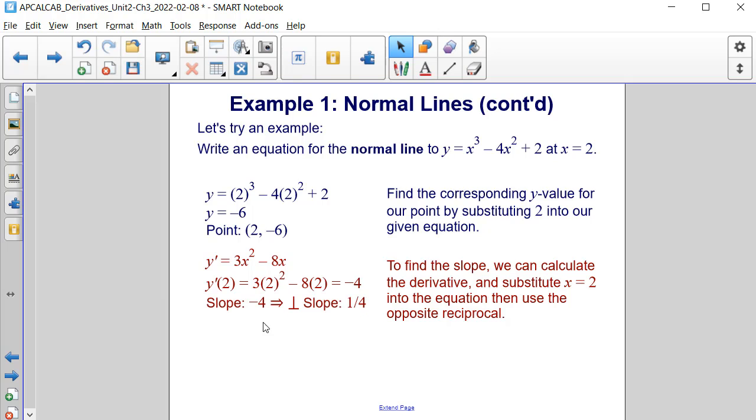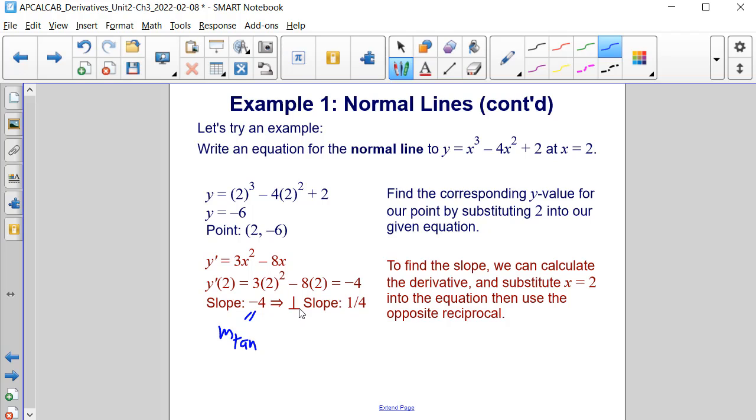Therefore, the opposite reciprocal of negative 4 is going to be positive 1/4. So this negative 4 is your slope of the tangent line. So the perpendicular slope, or the slope of your normal line, is going to be that positive 1/4.